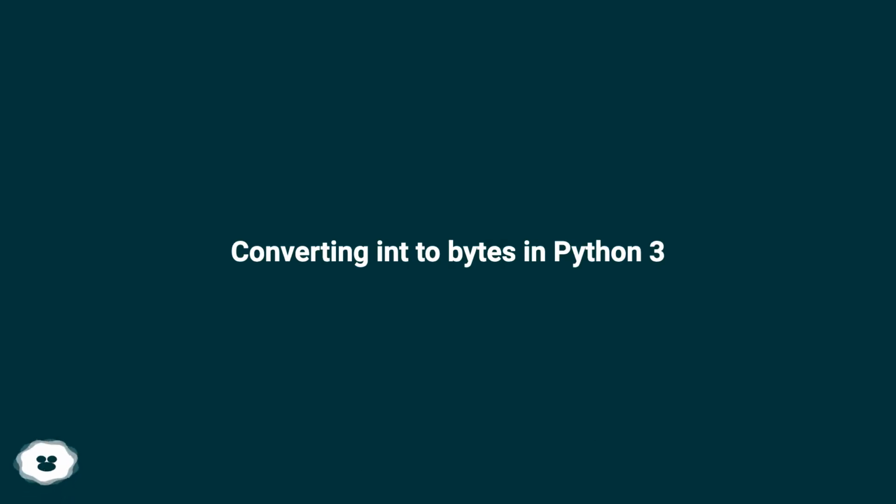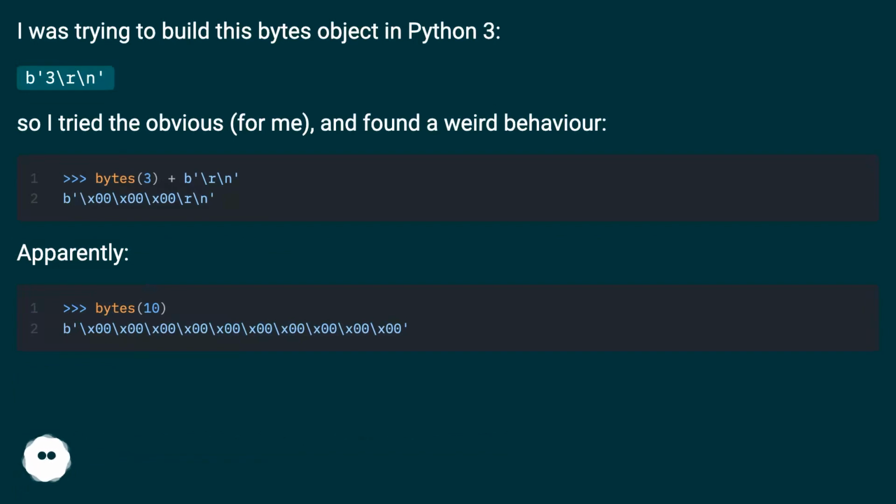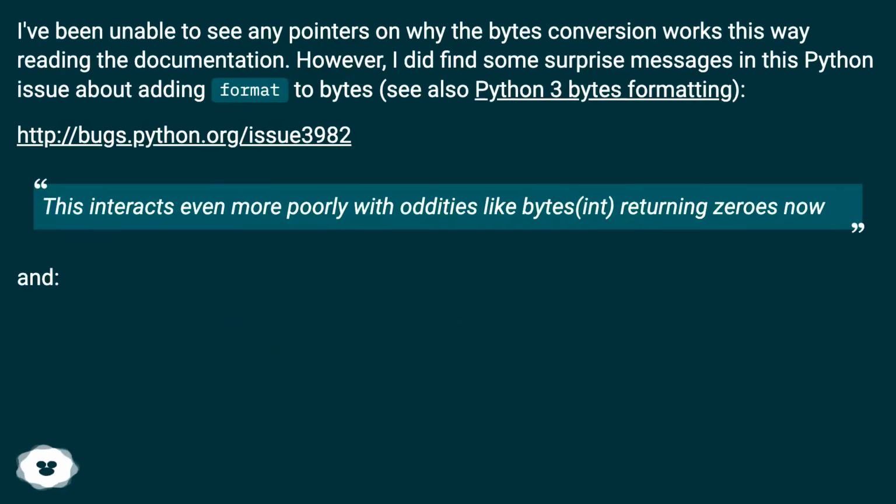Converting it to bytes in Python 3. I was trying to build this bytes object in Python 3, b'3\r\n'. So I tried the obvious thing for me and found a weird behavior. Apparently, I've been unable to see any pointers on why the bytes conversion works this way reading the documentation.